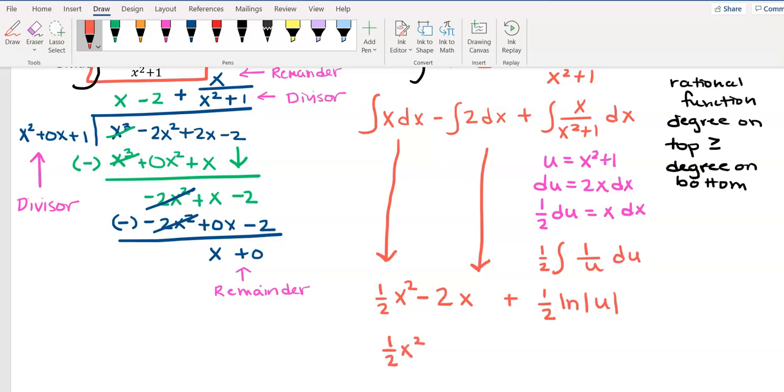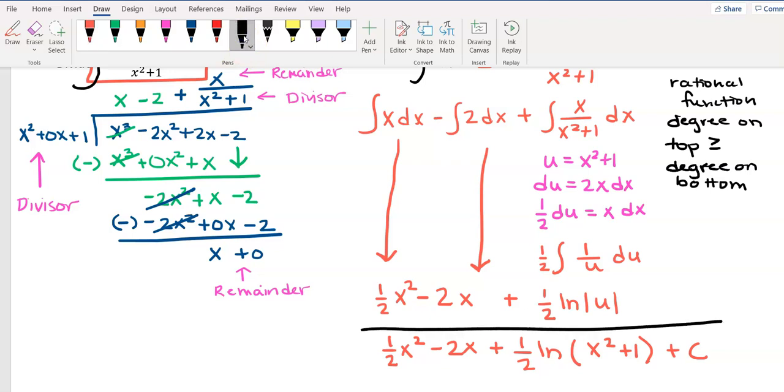1/2 x squared minus 2x plus 1/2 the natural log of, and I'm actually going to change this from an absolute value to a parenthesis. The reason is because x squared plus 1 is always going to be positive anyway, so the absolute value isn't truly needed. So there's our answer, and our answer is lovely, but it was much easier to do when we did long division. Okay, so that's one of the approaches when you have rational functions.